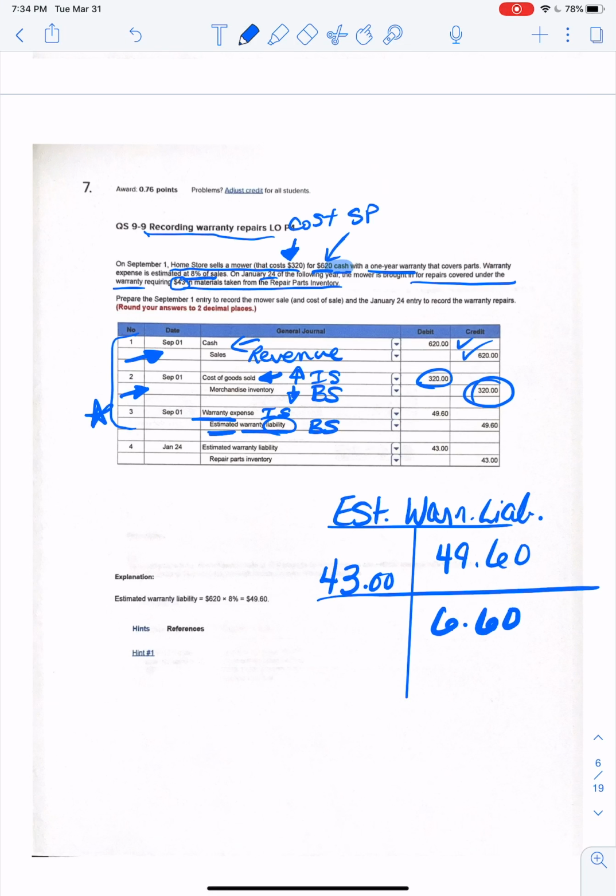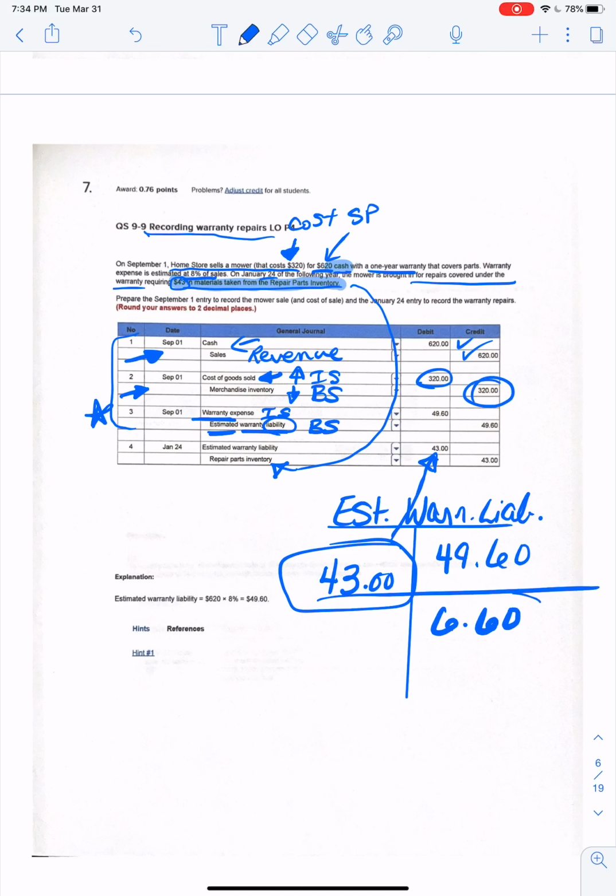So now what I'm going to have to do is come in and reduce this liability. And you say, well, how do I reduce a liability? And the answer is right here. You debit the liability. So I'm going to debit my liability for $43. And then you say, well, where's the credit go? And this is where we've got to really read carefully. They actually told me the credit. They said we took this $43 in materials out of the repair parts inventory. And so I'm just going to drag this account title from there straight to here. They were nice. They gave me that credit account. And now this question is done.